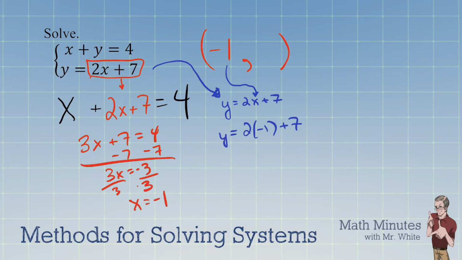Remember, we're making an ordered pair here, so there must be a y value that is paired with this x value. So negative 2 plus 7, that's 5. Y equals 5. We can plug that into our answer, and we're done. So this is called the substitution method because I substituted one expression into the other equation, replacing a variable with that expression. So that problem wasn't too bad.